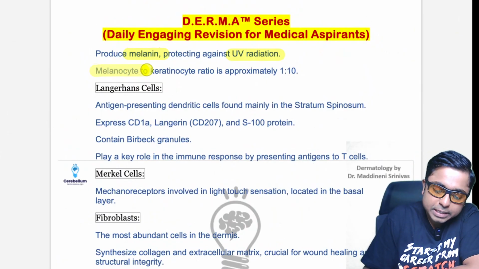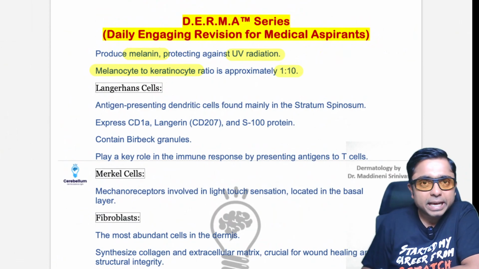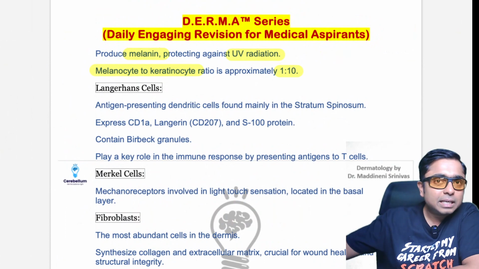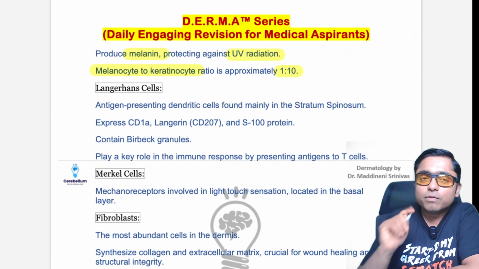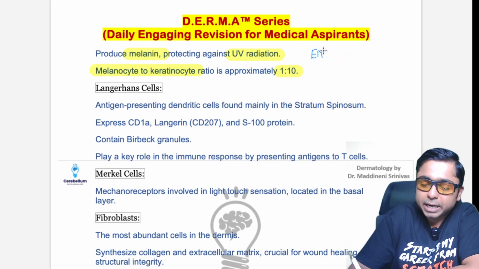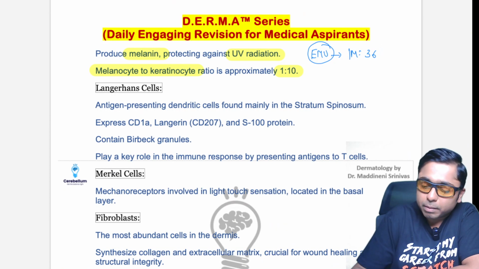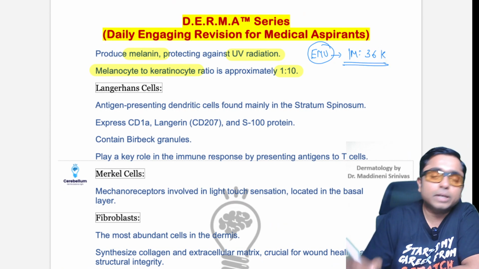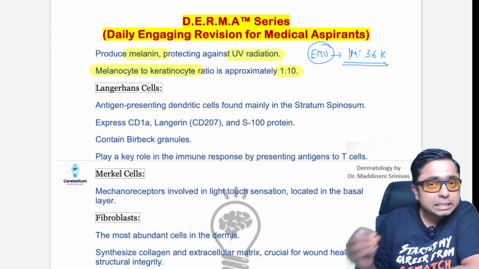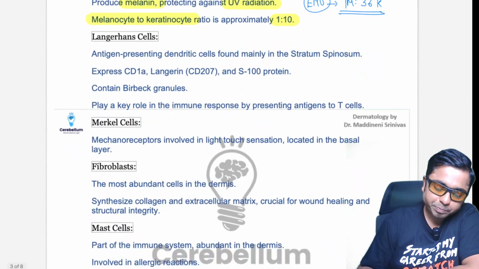The melanocyte to keratinocyte ratio is 1:10. That is, in the stratum basale layer, if there are 11 cells, 10 cells are keratinocytes and 1 cell is a melanocyte. And there is one more number which is very important to remember, called the epidermal melanin unit. One melanocyte produces the melanin pigment and transfers it to the adjacent 36 keratinocytes. So one melanocyte to 36 keratinocytes, this number is called the epidermal melanin unit.